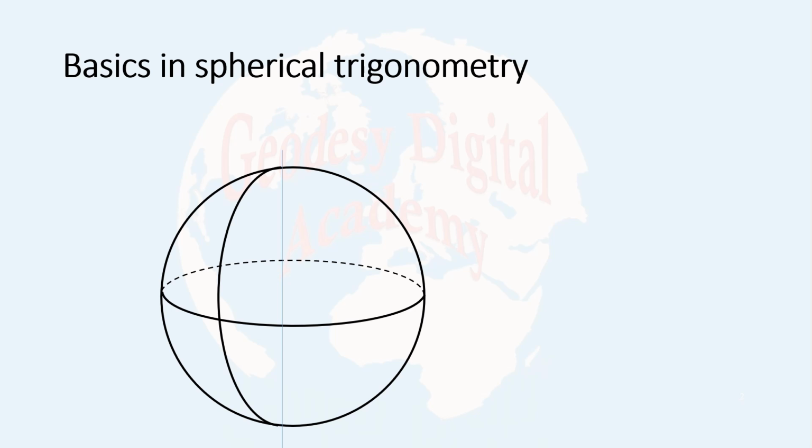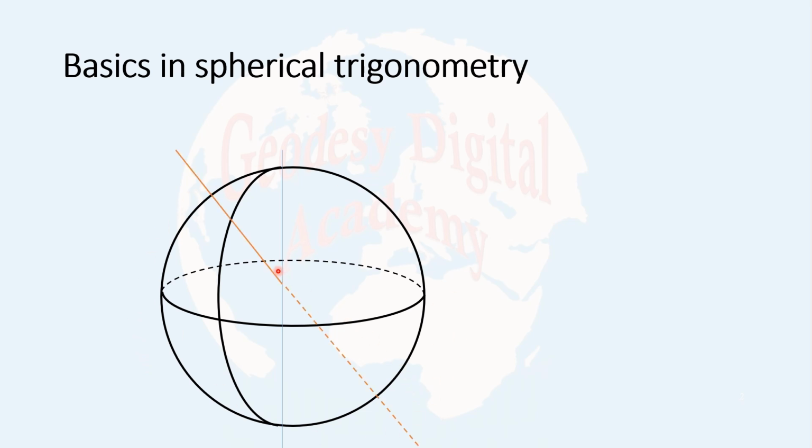Welcome back. Now I'm going to talk about some very basic concepts in spherical trigonometry. Consider that any sphere can be created by rotating a circle around one of its diameters. Now consider this vertical line as the diameter. And if I rotate this circle around this diameter, I create a sphere.